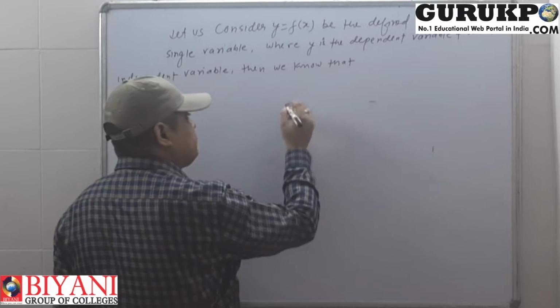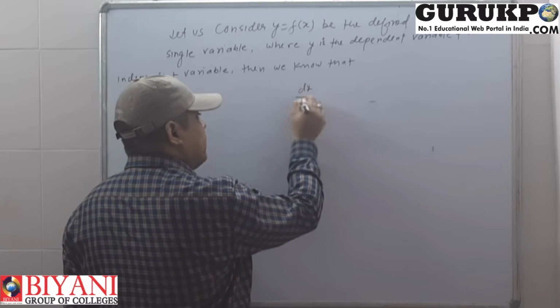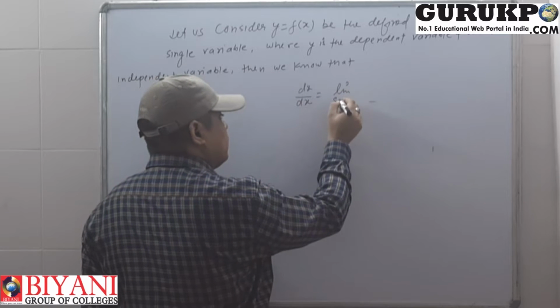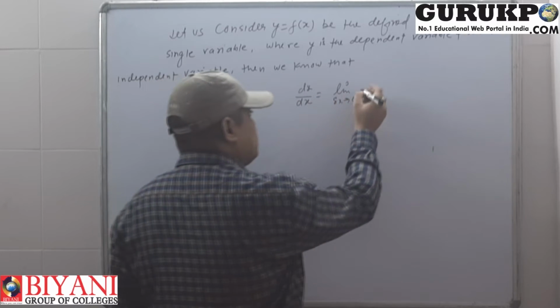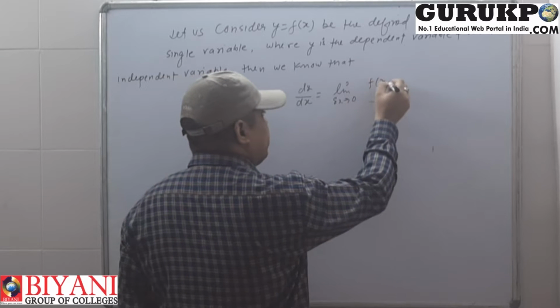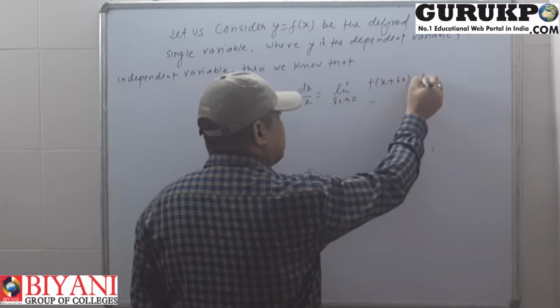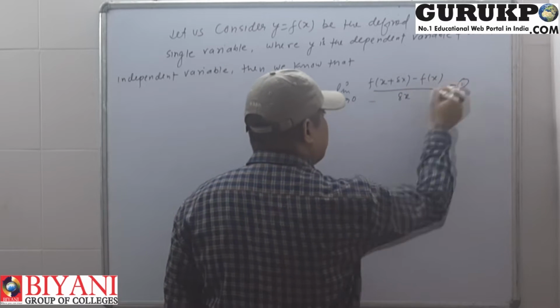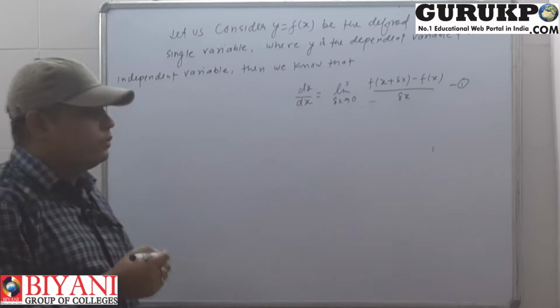Then from the definition we know that dy by dx is equal to limit del x tends to 0 of f of x plus del x minus f of x upon del x. This is number 1, from the definition of continuity.